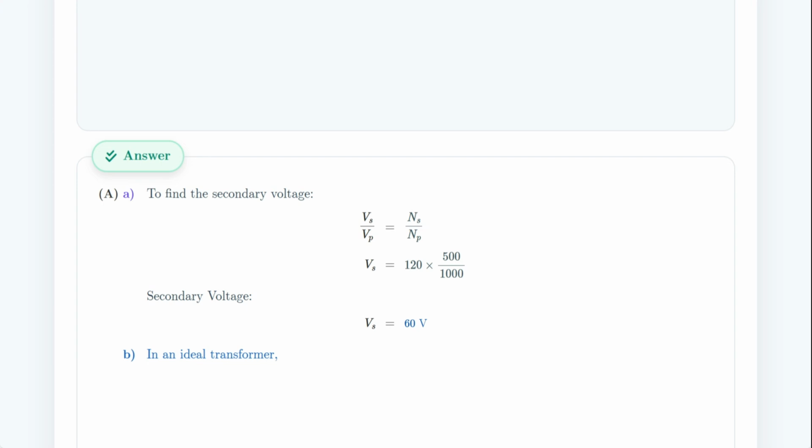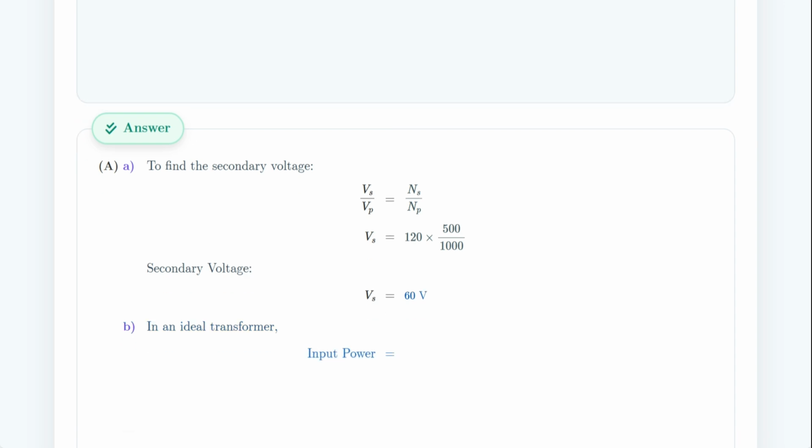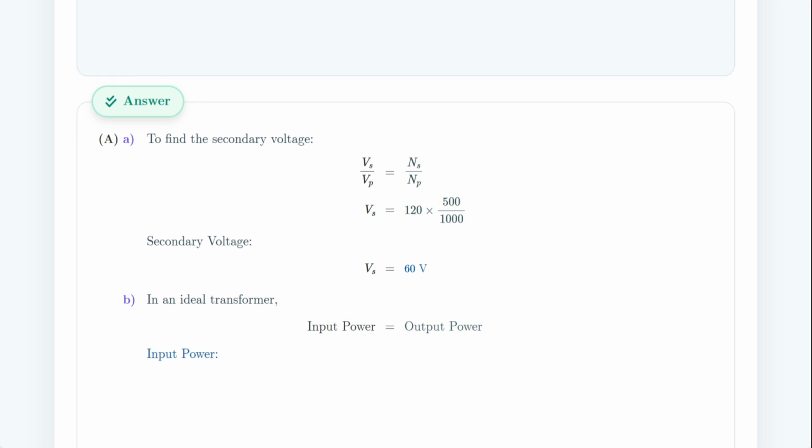The key word in the question is ideal transformer. Remember, in an ideal transformer, there is no power loss. This means the input power is exactly equal to the output power. So, if we find the input power, we automatically get the output power.